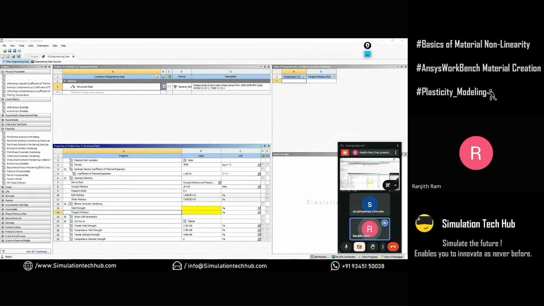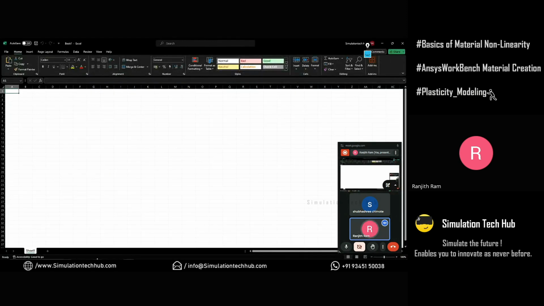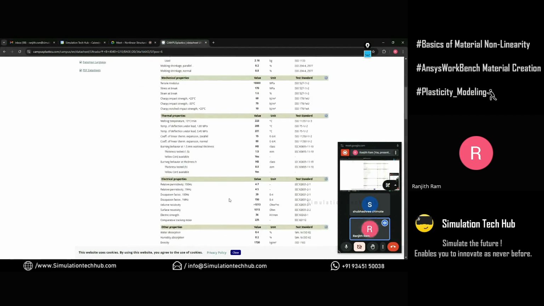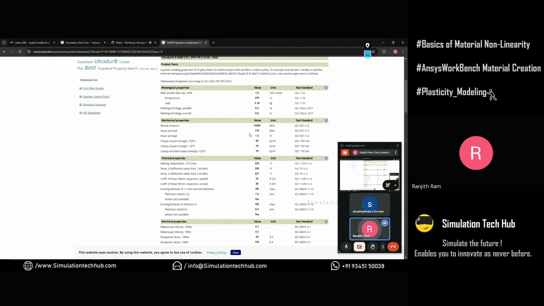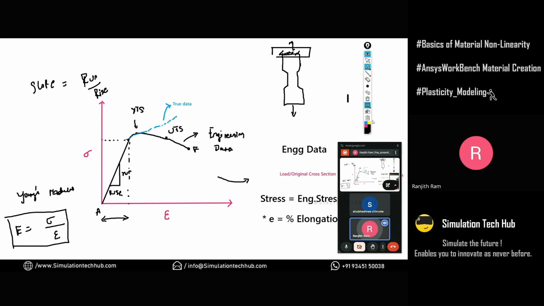Here you have a couple of inputs. Stress at break, see the material properties. Stress at break is 170 MPa. What is this stress at break? The tangent modulus is there, stress at break is there. This is nothing but the ultimate point in the stress-strain curve.